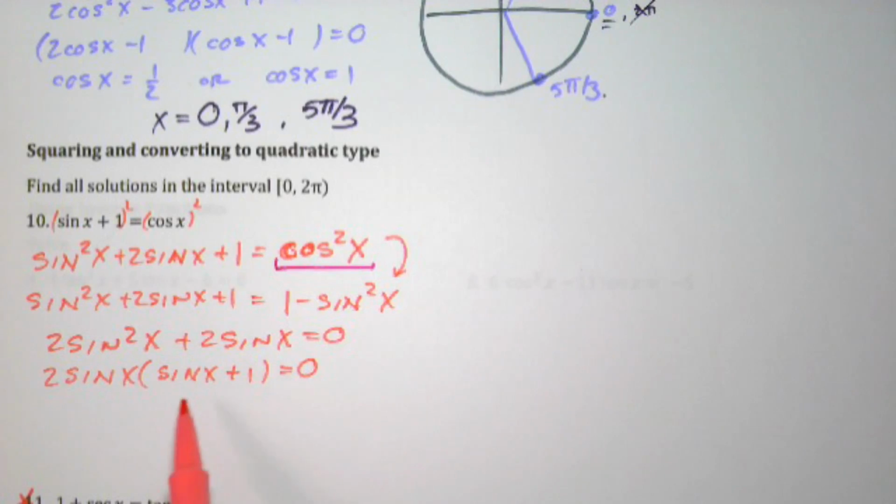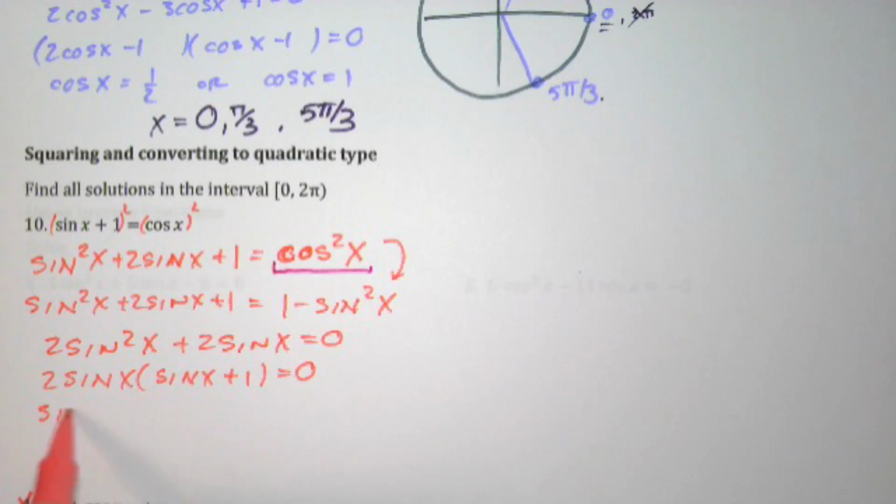And once again, we've taken something quadratic and factored it, so we can use that zero product property, aka we can solve each of those pieces equal to 0. So for this first one equal to 0, sine of x will just equal 0, because we'll divide that 2 over. And then for the second half, we'll get sine of x is equal to -1 when we subtract that 1 over.